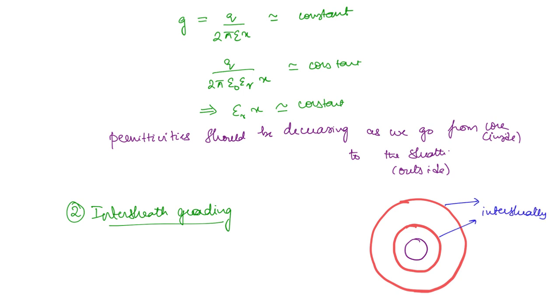These intersheaths are maintained at certain voltages. Let us say this voltage is at V, then this voltage will be at V1 and this one will be at ground. In this way each of the intersheaths has a different voltage that should be maintained. The voltages should be maintained by some other external means. So that is the intersheath grading.